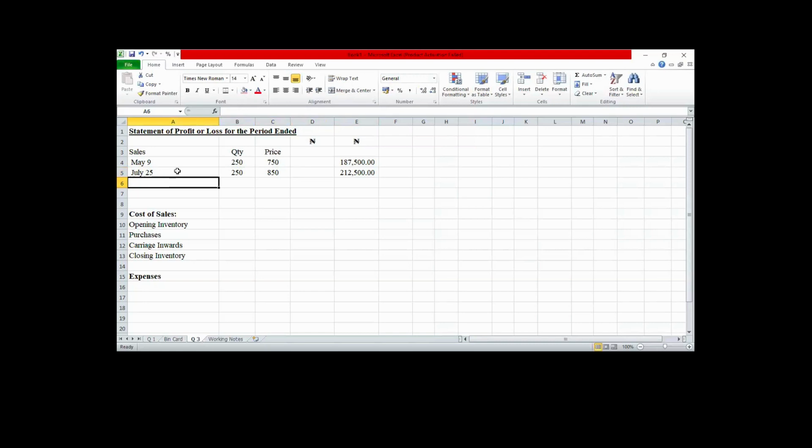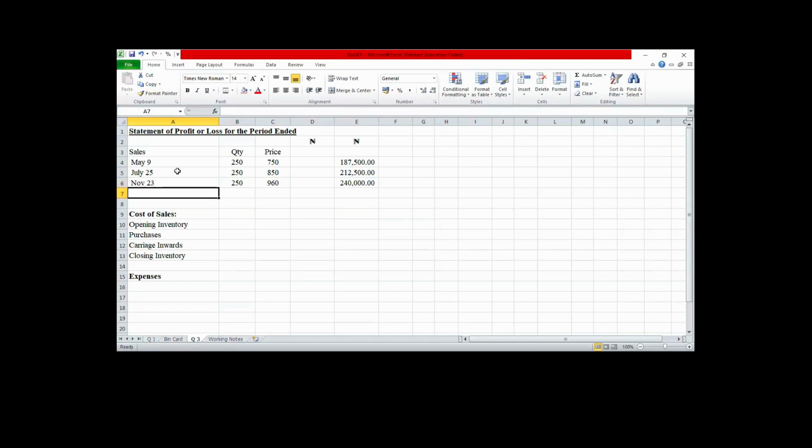The next one, November 23rd. How many units? 250. At what rate? 960. Is it 960? Yes, sir. Now, what will be the total? 240,000.